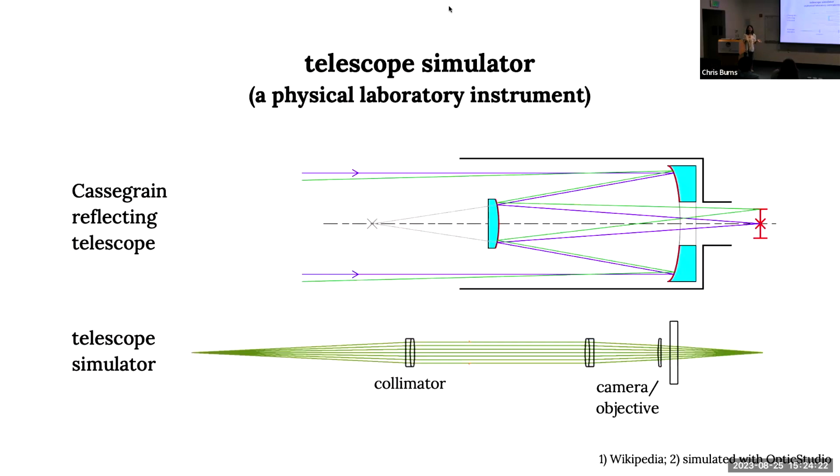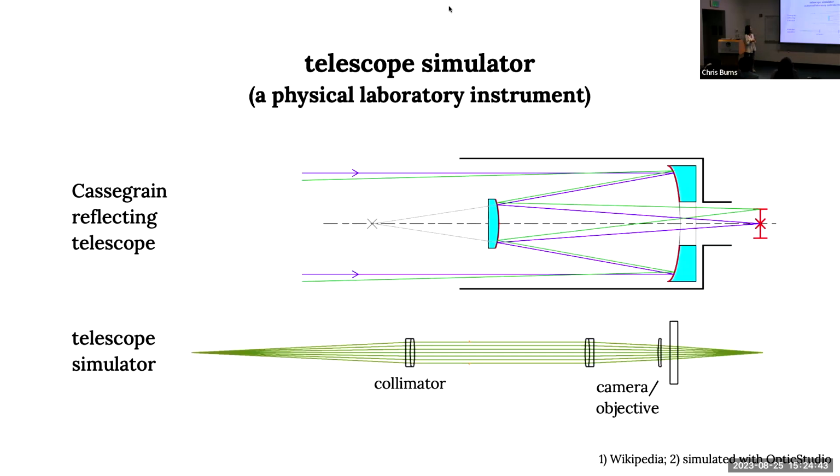So what is a telescope simulator? Essentially, this is a physical laboratory instrument that produces an output signal that's similar to that produced by a telescope. That output signal is going to be fed into Henrietta to facilitate its testing. Just to illustrate this concept, I'm showing here a diagram of a Cassegrain type reflecting telescope.